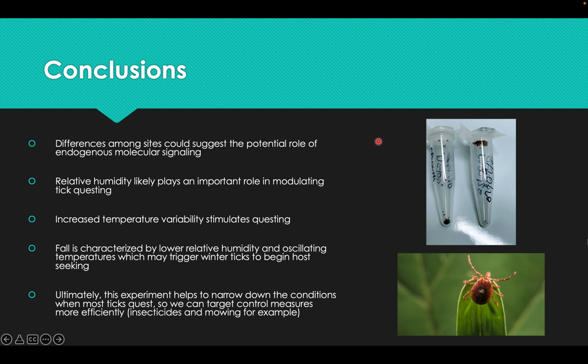So the results of this experiment show that both endogenous molecular signaling and environmental factors play a role in triggering questing behaviors. We see the role of endogenous molecular signaling by the differences among sites, and then we see the effects of environmental factors by the differences we saw in relative humidity and increasing the temperature variability. This makes sense because fall is characterized by lower relative humidity and oscillating temperatures, and this is the time of year that may trigger ticks to quest and begin searching for a host.